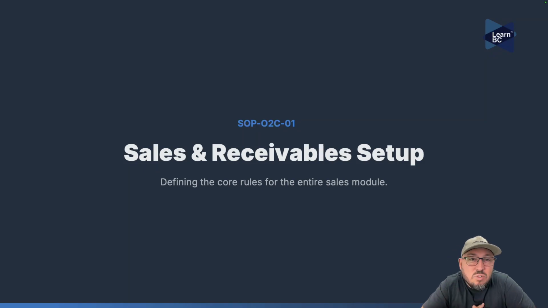You're here with Jared, and we are in a series called Order to Cash. This is the sales series for Business Central, and we're in SOP-O2C-01. This is the Sales and Receivables Setup.